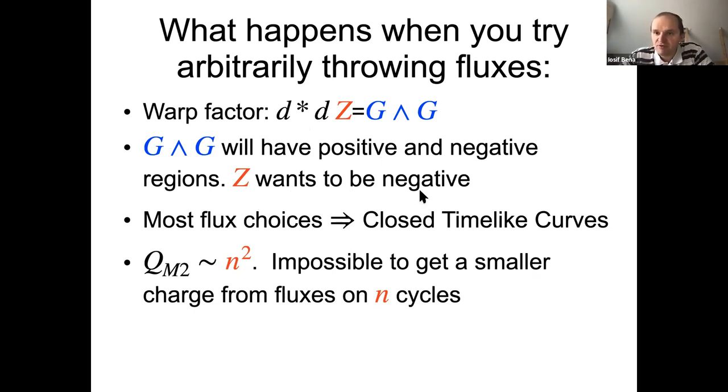And in effect, most of the fluxes you put, so if I just give you a multi-center Gibbons-Hawking geometry and ask you to please go ahead and put some fluxes there, you will get closed timelike curves. Most of the fluxes you put are going to give you closed timelike curves. Very few of them are going to be regular. And all the few of them which are regular and have no closed timelike curves have Q of order N squared. It has been impossible for us, and we know these geometries quite well, to get a smaller charge from fluxes on n cycles.